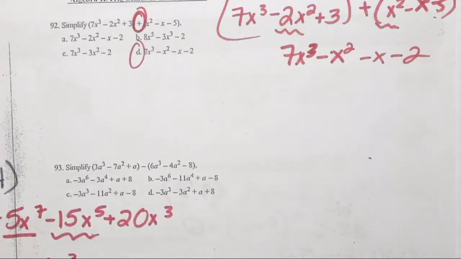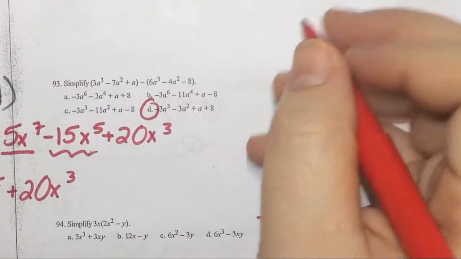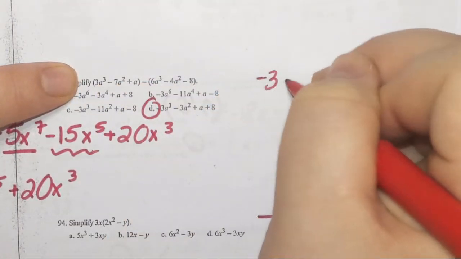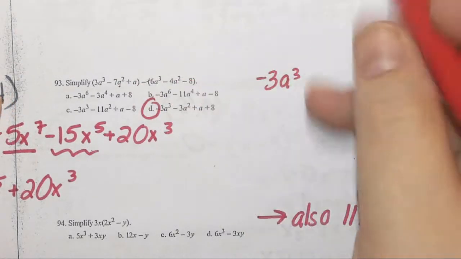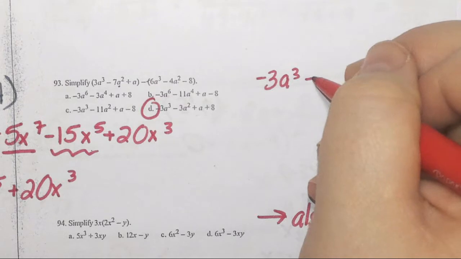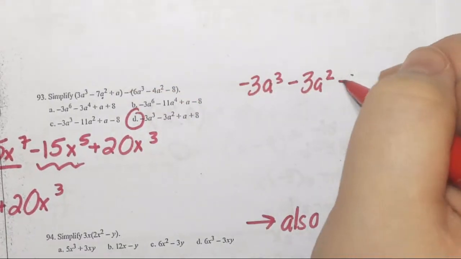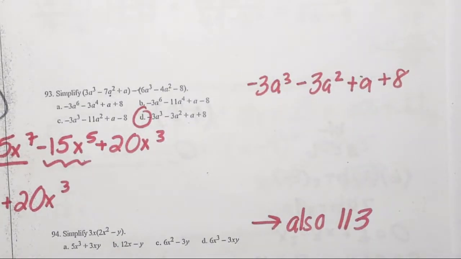Okay, 93. 2 more to go. 93 is D. You get a point. 3a to the third minus 6a to the third is negative 3a to the third. Negative 7 minus a negative 4 is negative 7 plus 4, so negative 3a squared plus a minus a negative 8 is plus 8. Yay, it is D.